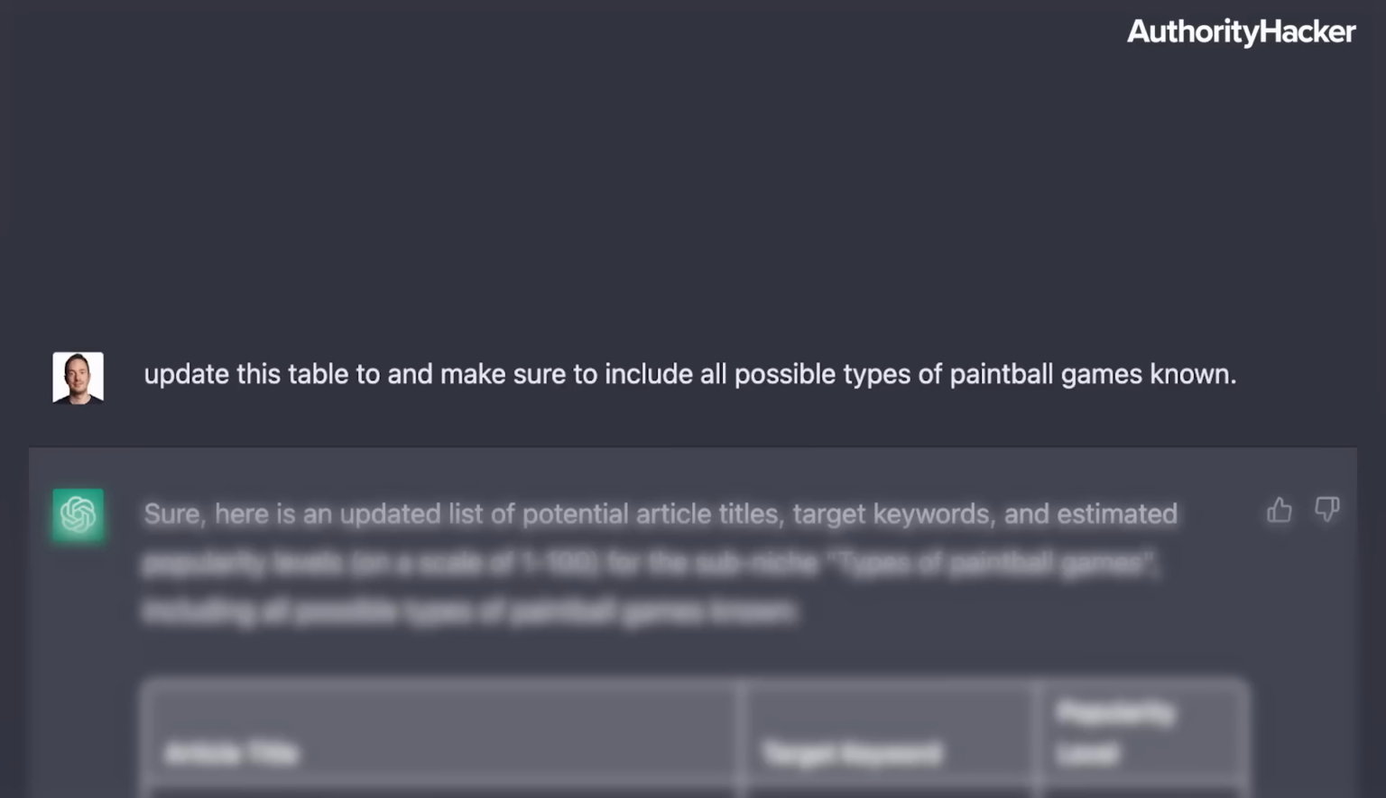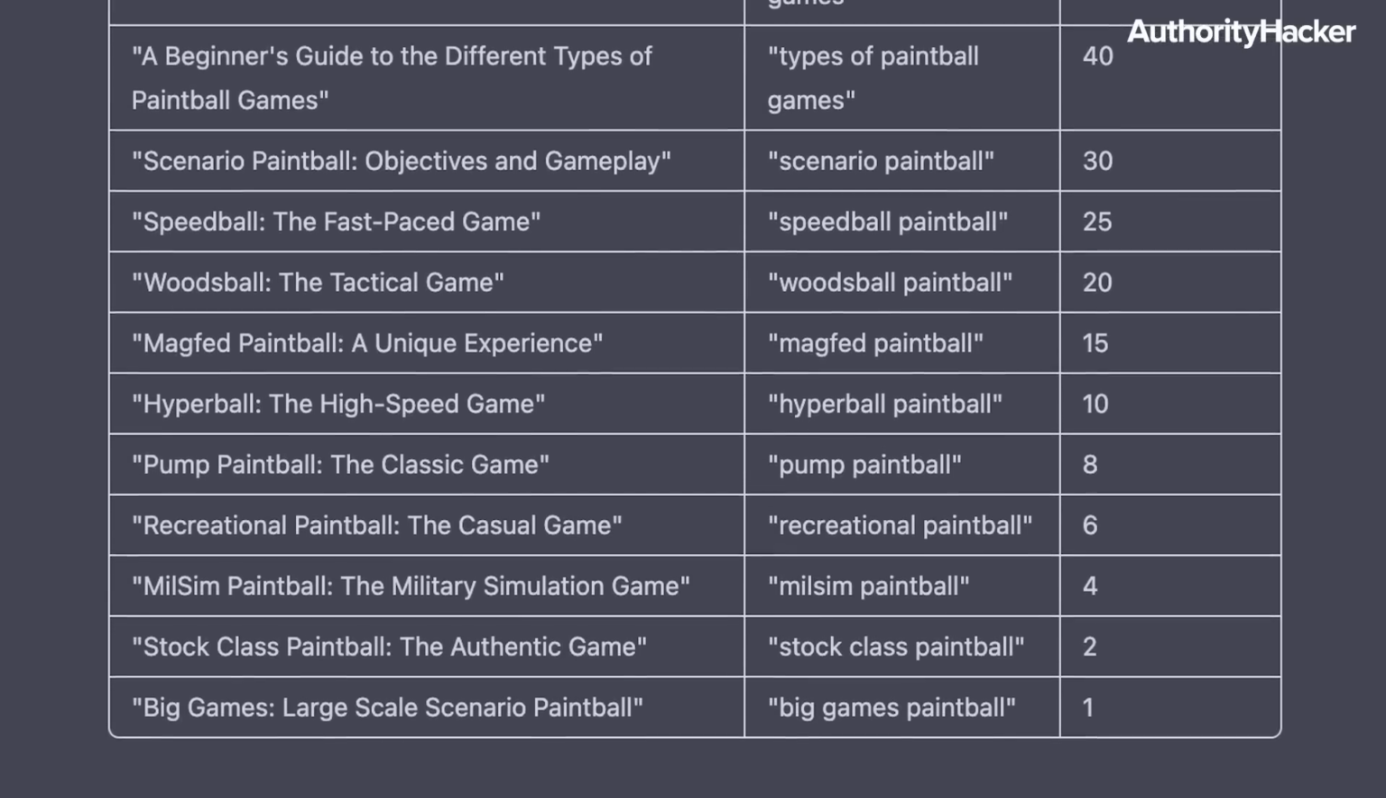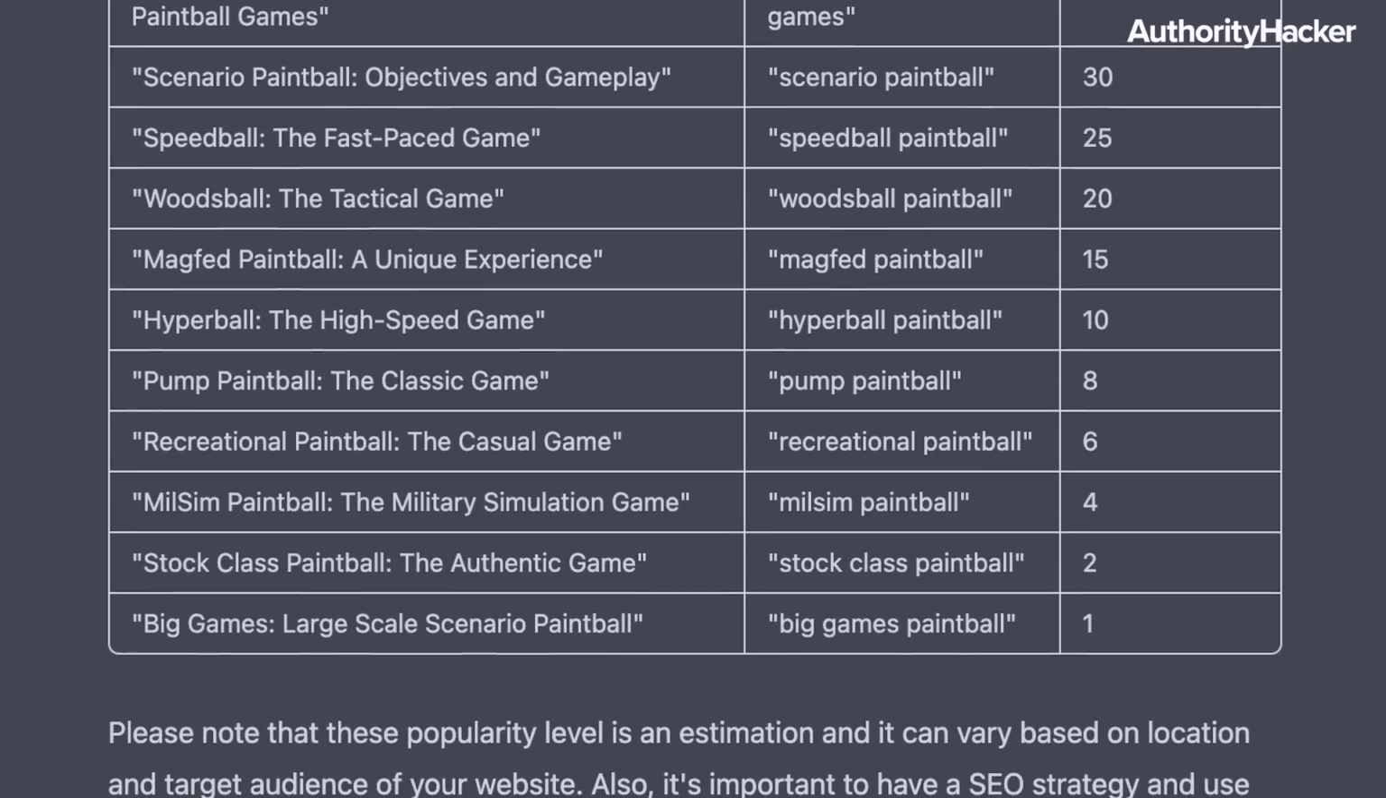And then after that, I just did another prompt that says, update this table to include as many types of paintball games known as possible. And the reason I did that is because I was like, oh, there's really a lot of things here of like types of paintball games. And actually, if you Google it, it's not all listed in a nice way. Like, it seems like people kind of preach their own church more than cover everything. So this was a nice summary, and I got a bunch. I got like hyperball paintball, pump paintball, milsim paintball, stock class paintball, etc. Like a lot of stuff, basically. So that was pretty interesting.